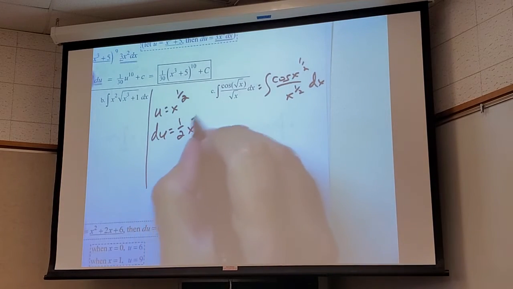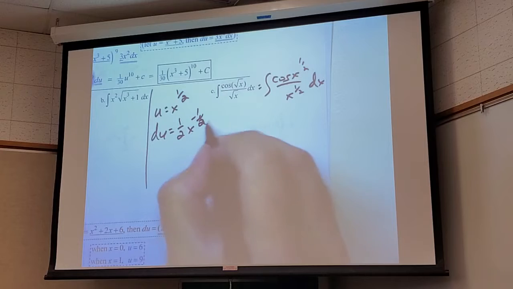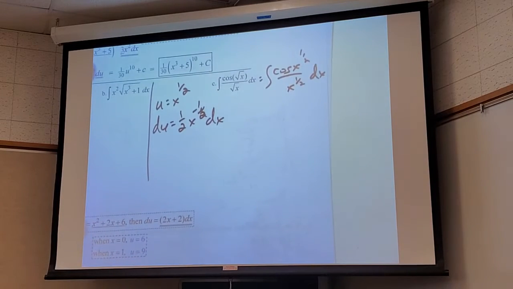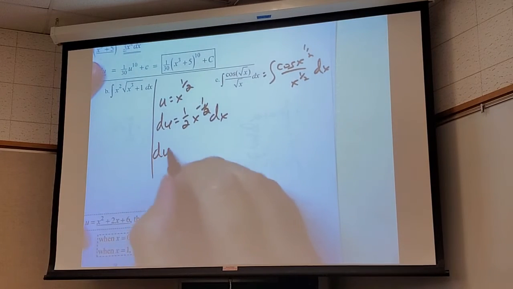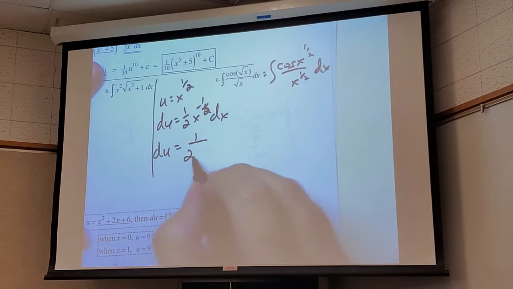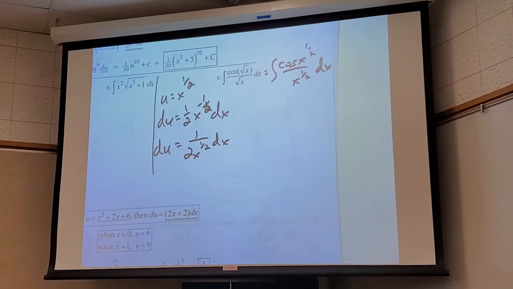1/2 x to the negative 1/2 dx, right? Let's write this a little differently. Isn't that 1/2 x to the 1/2 dx? Is that cool? x to the negative 1/2 would go down.